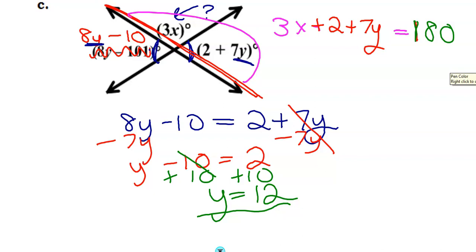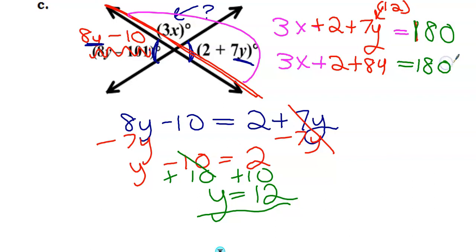But now I know what y is, so I'm going to plug y in and see if this can make it a little bit easier. Because if I don't know what y is, I can't solve this. So I have 3x plus 2 plus 7 times 12. Oh, that's 84. And that equals 180. So I have 3x plus 86 equals 180.